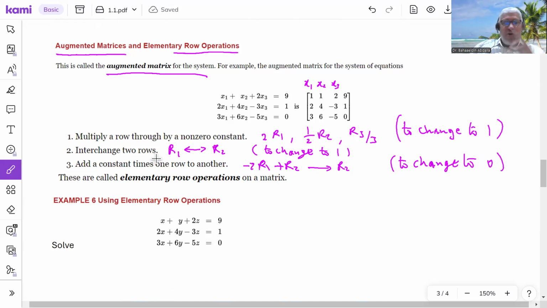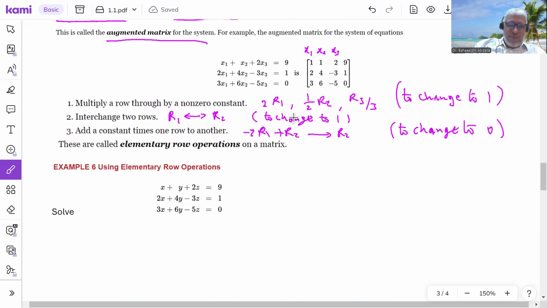These are the only possible row operations which you use with the augmented matrix and do not change the solution of the system. Okay, if you invent a row operation by yourself, it will change the solution and your solution will not be correct.